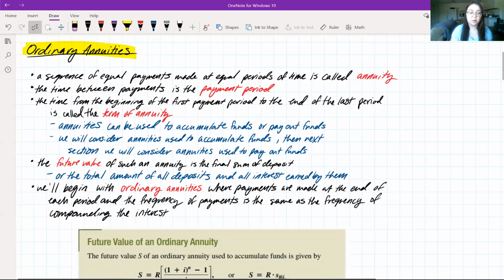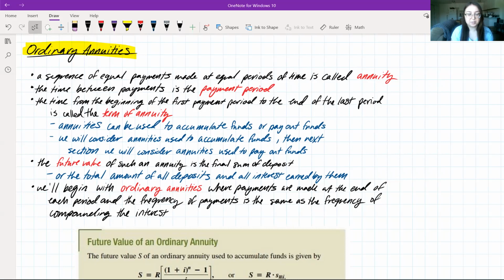All right, so starting with ordinary annuities, a sequence of equal payments made at equal periods of time is called an annuity. So if we have an entire sequence of payments with equal periods and equal payments, we call that an annuity. Then the time between payments is the payment period, which is pretty self-explanatory. The time from the beginning of the first payment period to the end of the last payment period is called the term of the annuity. So that entire term is when we're paying the annuity.